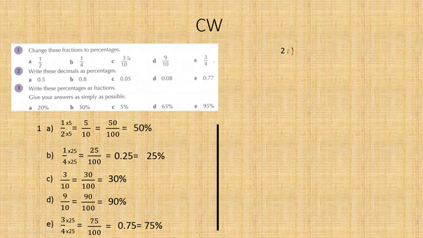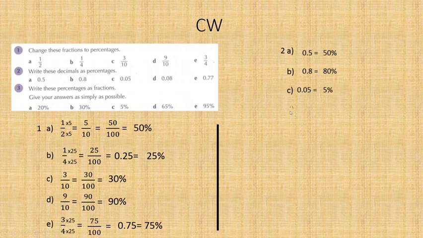Question number 2, I need to write these decimals as percentages. So the first one is 0.5. I am just moving the decimal point 2 steps to the right, so it's going to be 50%. And number B, it's 0.8. So I'm moving the decimal point 2 steps to the right, so it's going to be 80%. Number C, it's 0.05. So move the decimal point 2 steps to the right, so 1, 2. So it's going to be 5%.